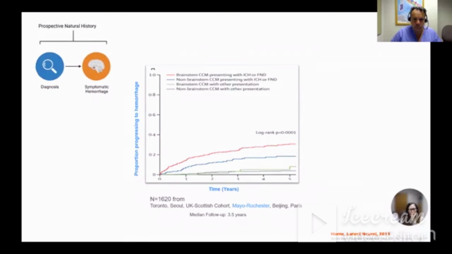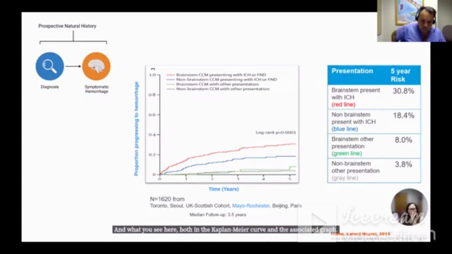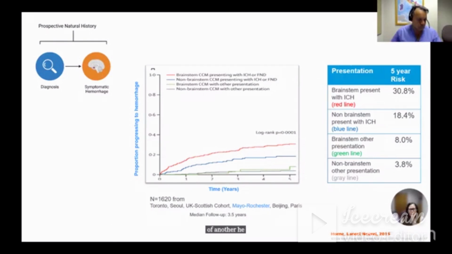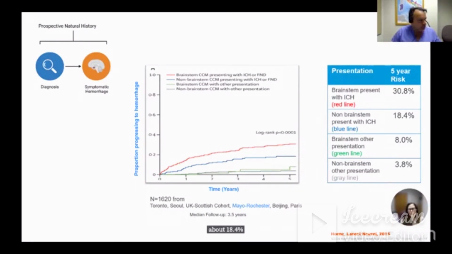So this data is from the Horn meta-analysis using 5 cohorts and looking specifically at brainstem location versus non-brainstem location and whether they presented with hemorrhage or no hemorrhage. And what you see here, both in the Kaplan-Meier curve and the associated graph, is that the highest risk of another hemorrhage is those with the brainstem location that initially presented with hemorrhage. Those patients had a 30.8% risk over 5 years of another hemorrhage. The next highest risk was those with a non-brainstem location that presented with a hemorrhage, and that was about 18.4% over 5 years. And then those that did not present with hemorrhage had a much lower risk.